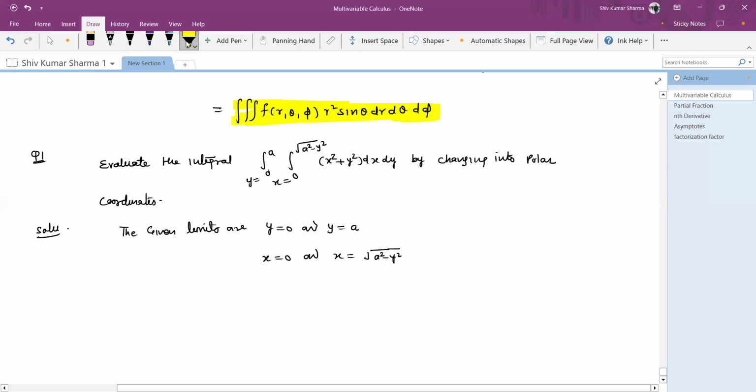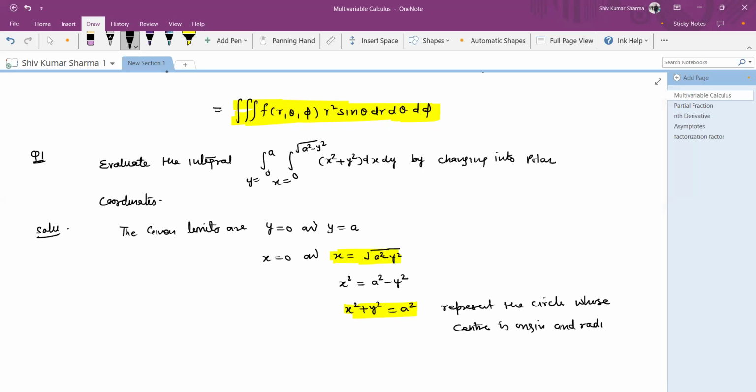Now we focus on this particular limit. When we square both sides, this gives us x square equal to a square minus y square. So we can write this as x square plus y square equal to a square. That means this represents a circle whose center is the origin and radius is a.